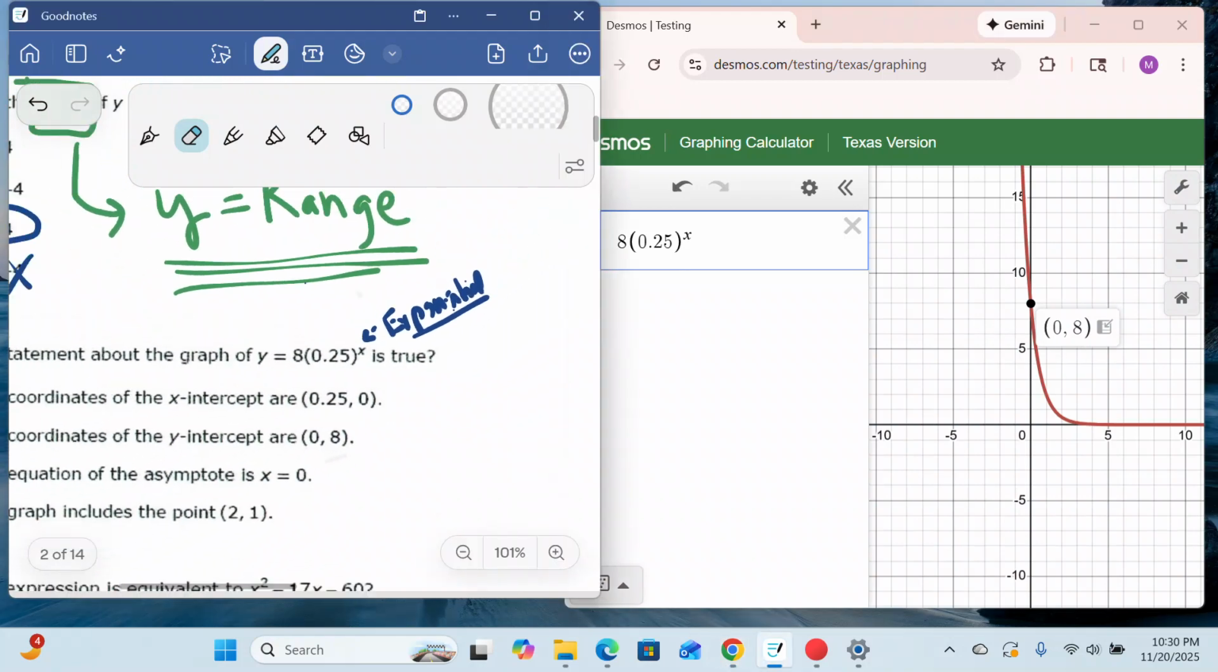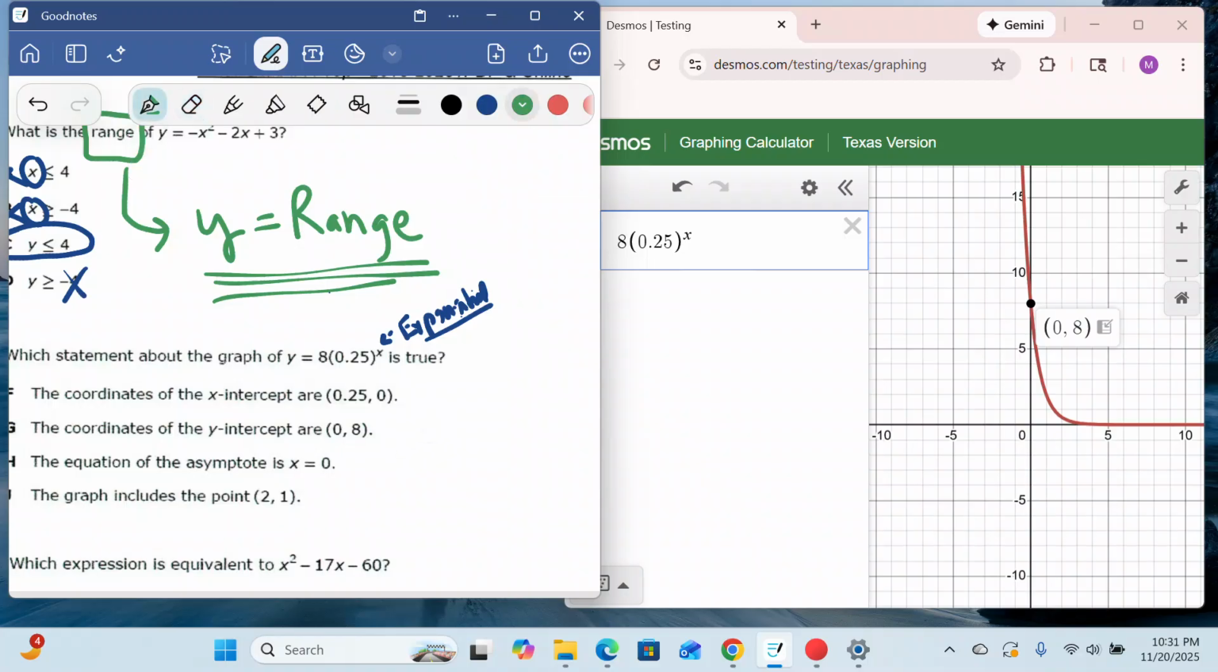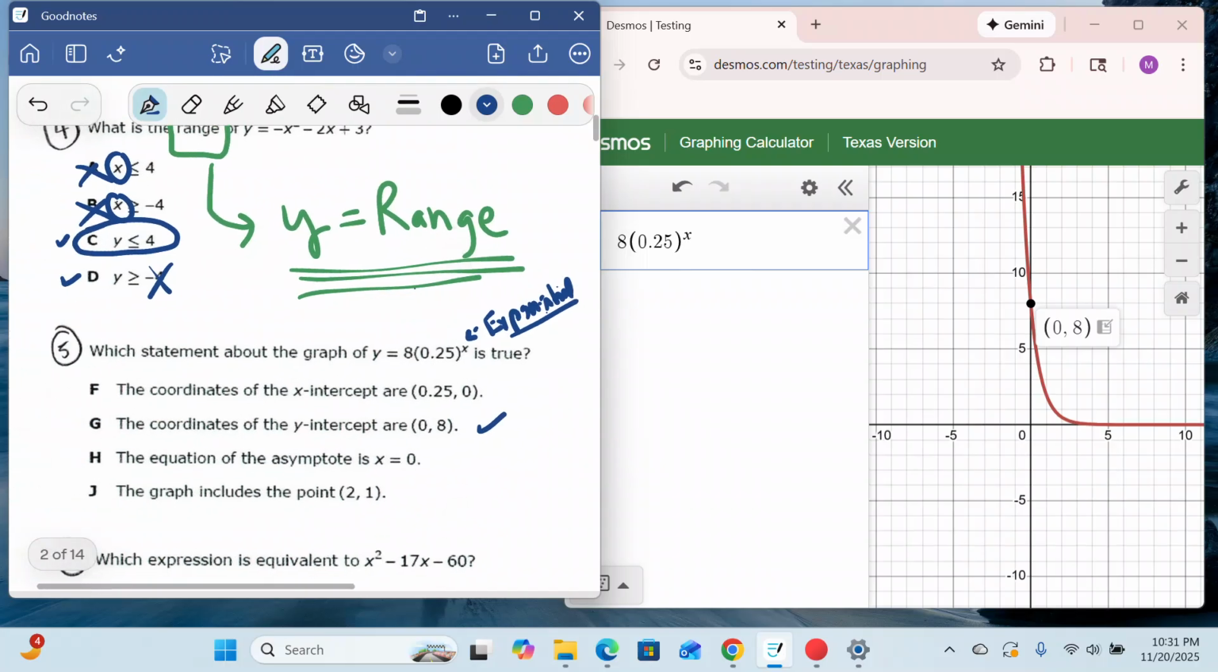So now we're going to look at the answers. We're going to say, well, the coordinates of the y-intercept is 0,8, and there is my answer. So it is 0,8. Let me get the pencil in blue, and that is my answer, letter choice G.